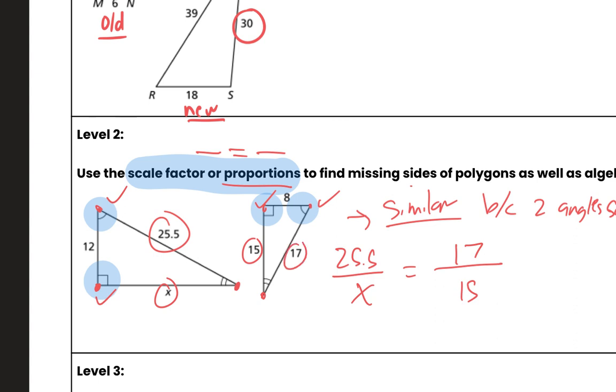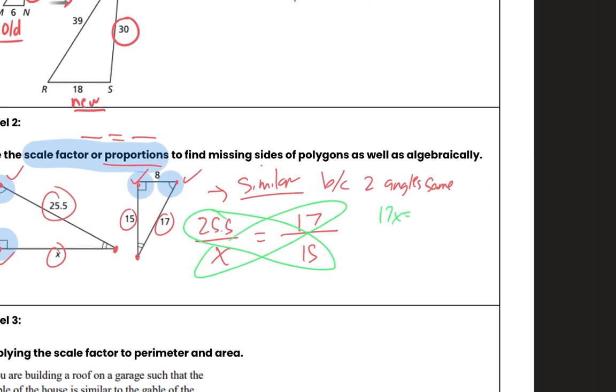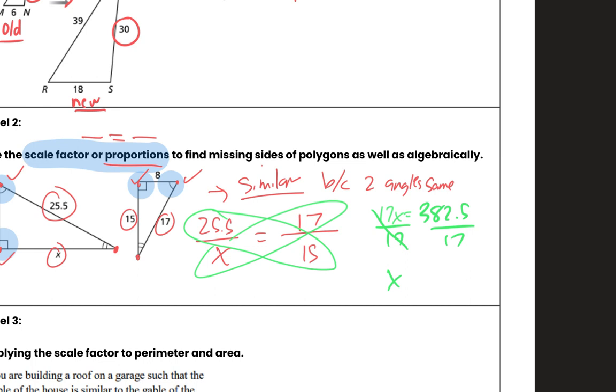Okay, so now that I have that, I just cross multiply, right? So we're just going to say that times that, right? So that's going to be 17x equals 25.5 times that 15. Okay, so that's going to equal 382.5, right? And then we know our last step is just to divide by that. So x is going to be equal to 22.5. Okay, so that's all we have to do. If they are similar, just use those proportions.